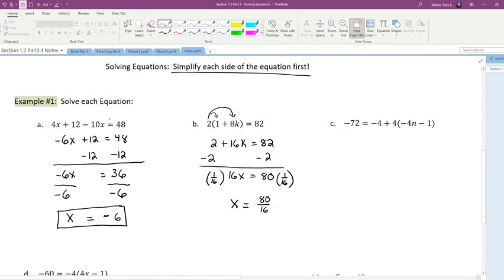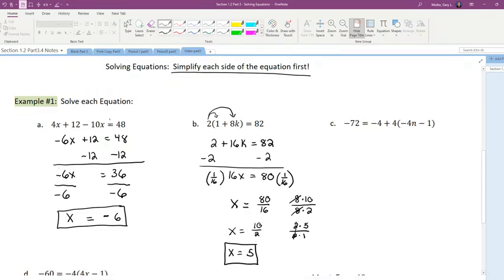Now, 80 over 16, for those of you who have forgotten how to reduce fractions or just need a quick refresher, I would start with noticing that that's 8 times 10 and 8 times 2, right? 80 is 8 times 10, 16 is 8 times 2, so my 8s can cancel. That leaves me with 10 over 2. And again, what does that mean? That means 2 times 5 over 2 times 1. They both have a 2 in them, so the 2s can cancel. x equals 5. That's how we reduce fractions.